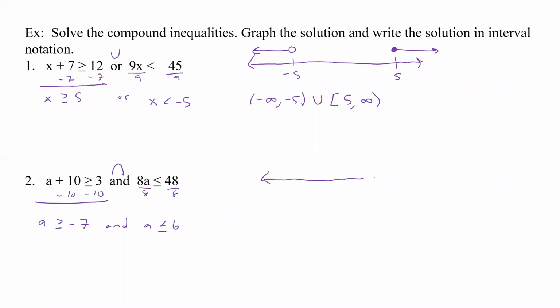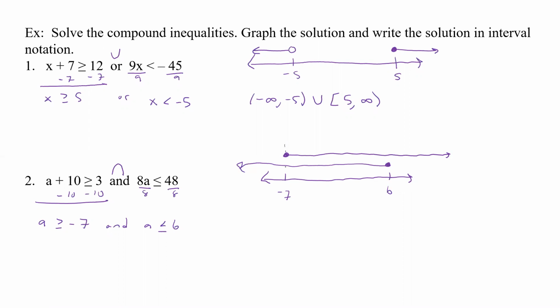So now we draw that out. So here, let's call that 6. Here, let's call that negative 7. So a is going to be greater than or equal to negative 7, so it's going to go in that direction. Here, a is less than or equal to 6. So it's going to be a closed circle here, everything in that direction.